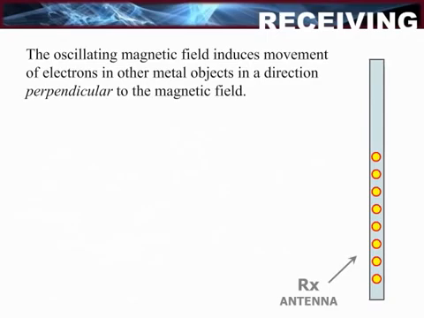When the magnetic field changes directions, the electric field changes directions. When this oscillating electric field hits electrons in other metal objects, it forces those electrons to oscillate as well.